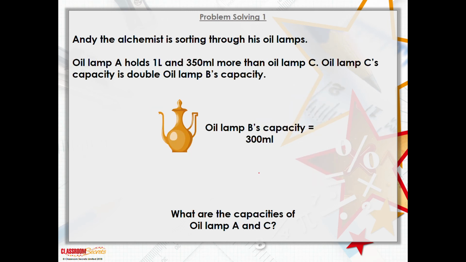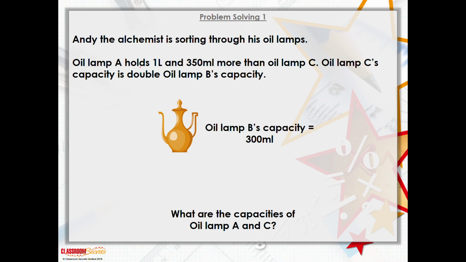So problem-solving number 1 that you're going to face today. Andy, the alchemist, is sorting through his oil lamps. Oil lamp A holds 1 litre and 350 millilitres more than oil lamp C. Oil lamp C's capacity is double oil lamp B's capacity. And oil lamp B's capacity equals 300 millilitres. So we need to find the capacity of oil lamp A and oil lamp C, because we know what oil lamp B is.